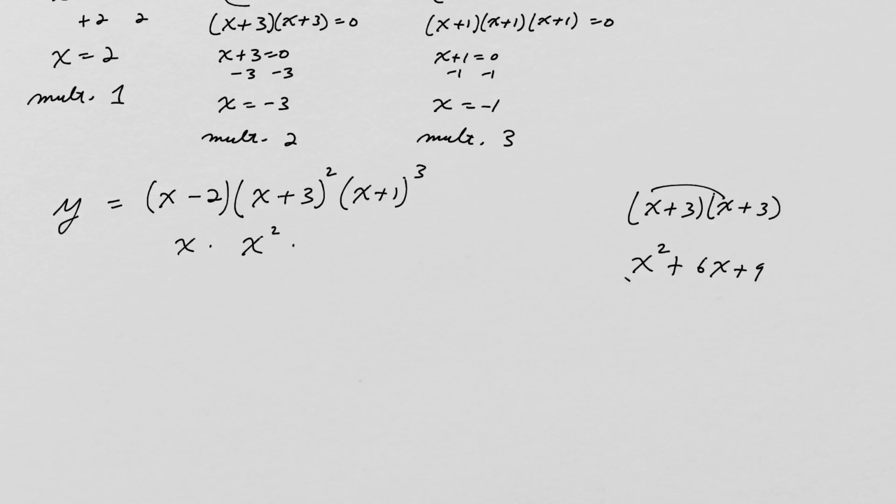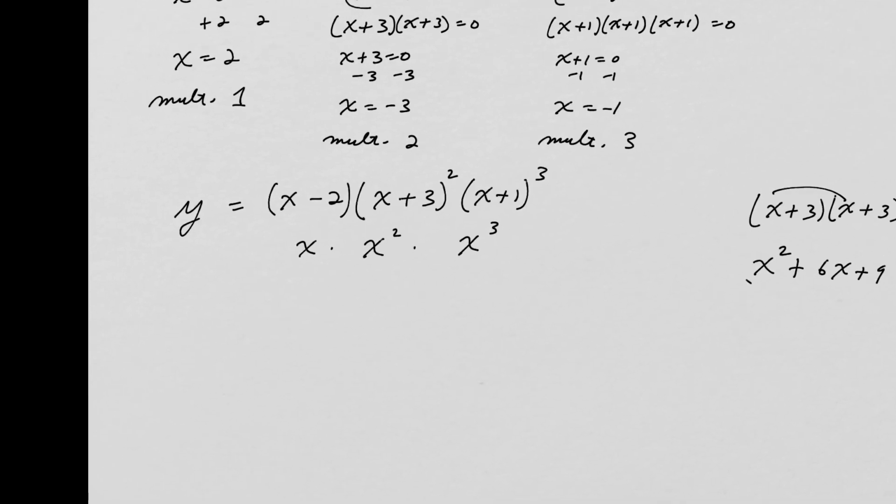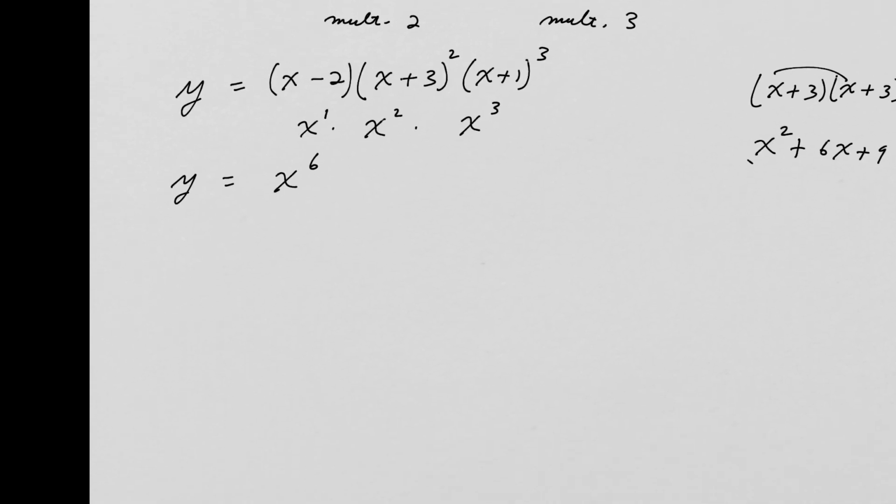And then if I expand out x plus 1 cubed, what do you think that the leading term is going to be? It's going to be x cubed. So if I multiply all those together, I'm going to get x to the 6, right? Remember, you add the exponents. So 1 plus 2 plus 3 is 6. So it's x to the 6. So this polynomial looks like x to the 6th, right?